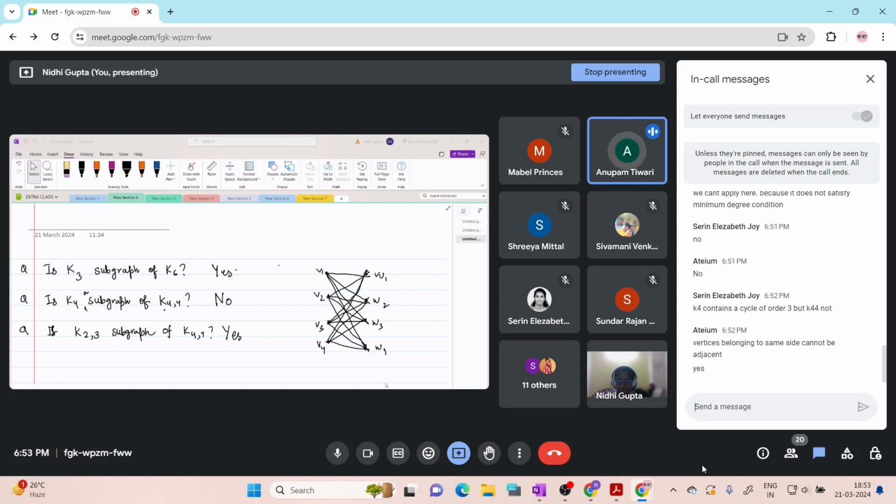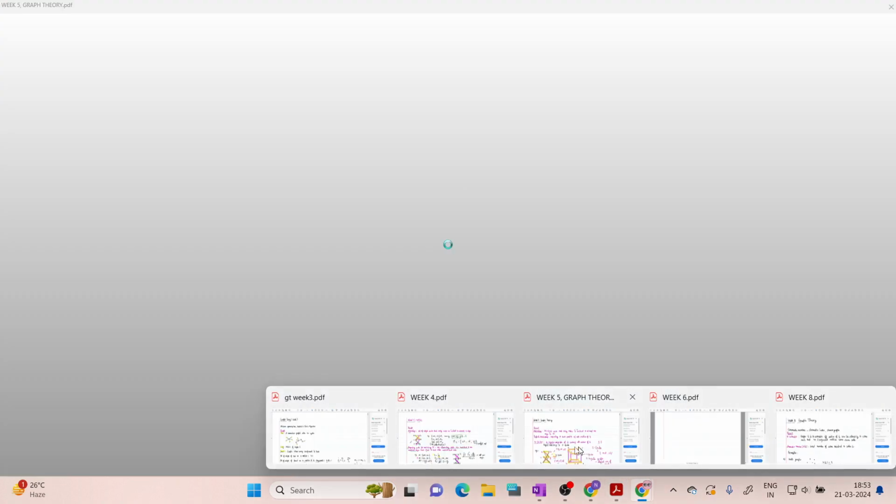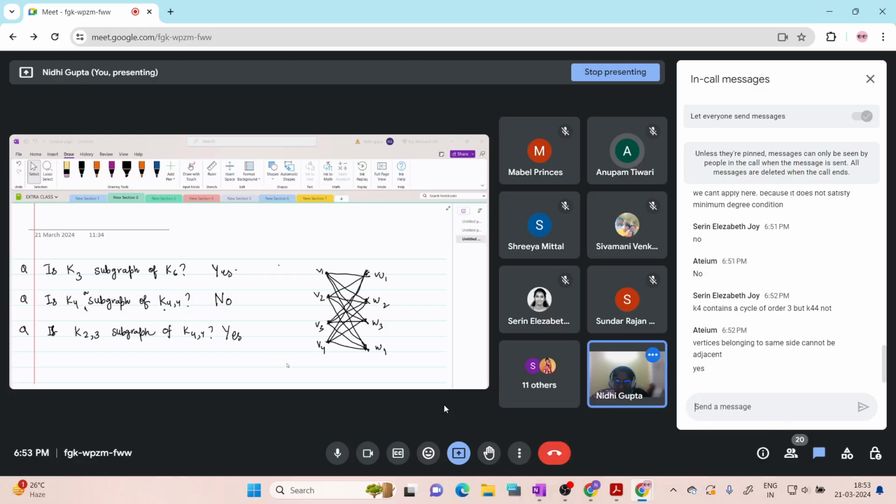Ma'am, I could not understand the second reason, why K4 is not a subgraph of K44. First of all, in K4, every vertex has degree 3, right? If I take some vertex V1, it is adjacent to W1, W2, W3 and W4, but those vertices are not adjacent within themselves.